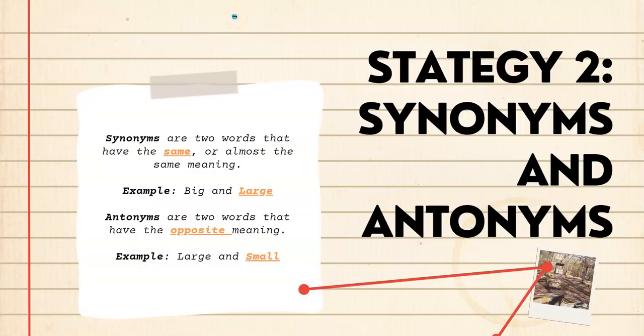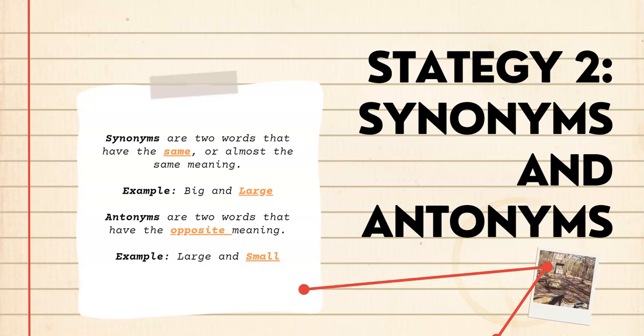Strategy 2 are synonyms and antonym clues. So before we can really dive into this strategy, we need to talk about what synonyms and antonyms are. Synonyms are two words that have the same or almost the same meaning. So an example of that would be big and large. Big and large are synonyms because even though these are different words, they pretty much mean the same thing.